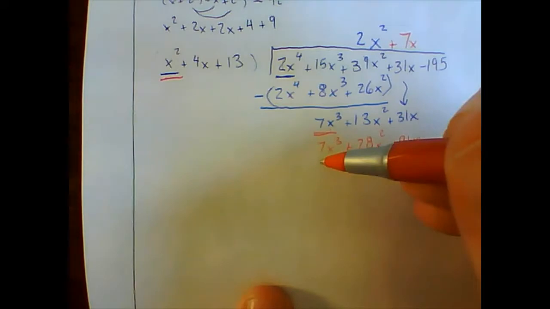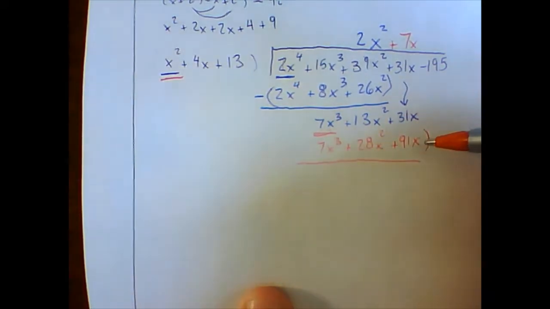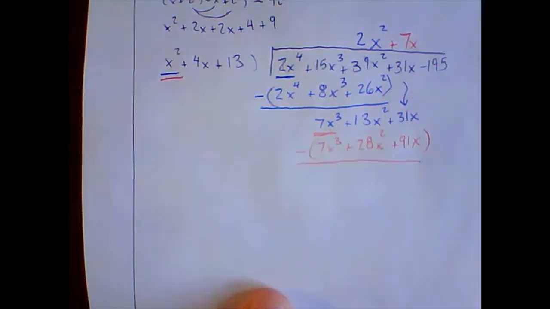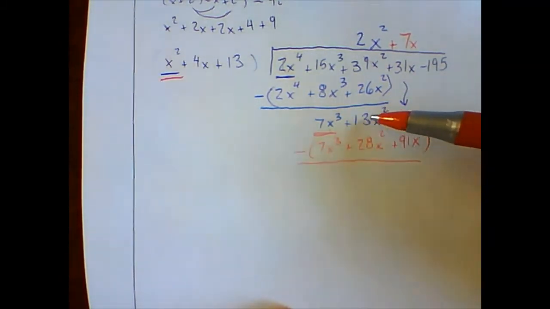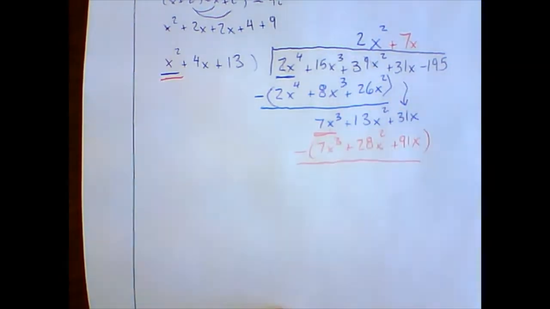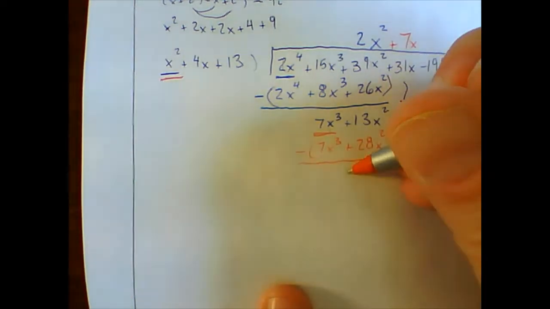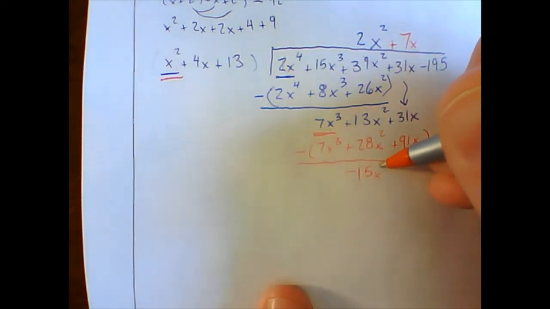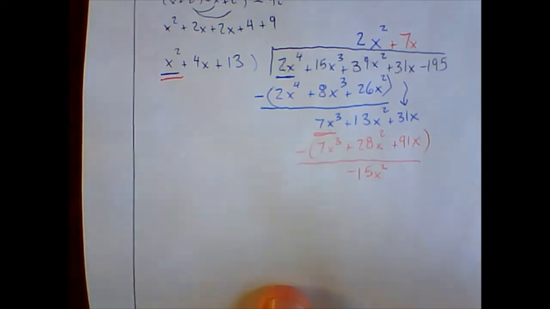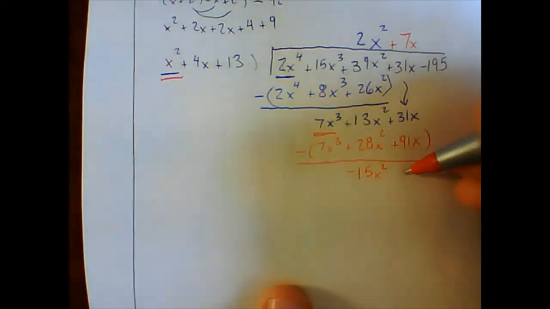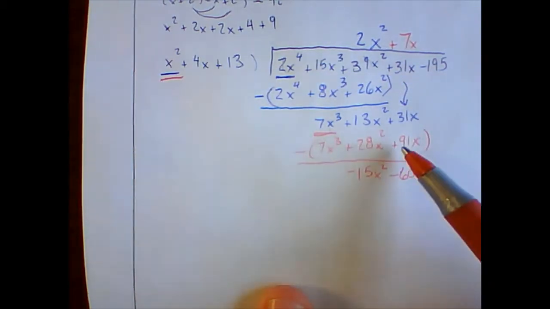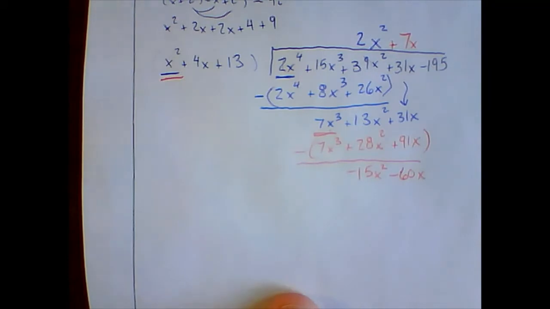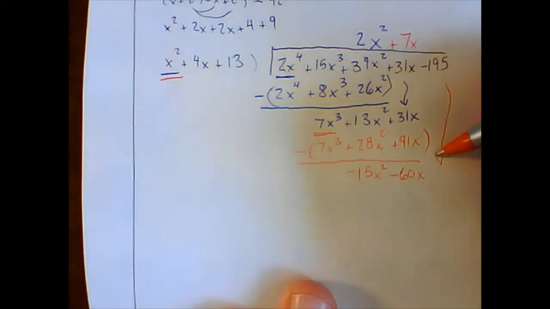Okay, and with these numbers, here's the last part of the pattern. So first terms, distribute. Last part of the pattern is to subtract. Remember, you're subtracting all of the bottoms, so that's going to be a negative 15x squared, 13 minus 28, and then 31 minus 91 is a negative 60x. Be very careful with the signs. This is an easy place to mess up. The negative on the 91 is bigger, so your answer is a negative 60.